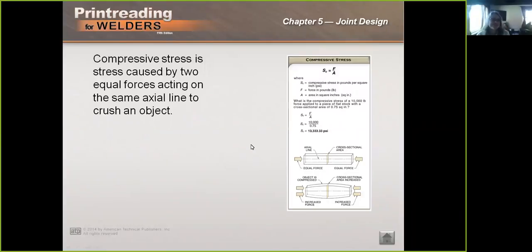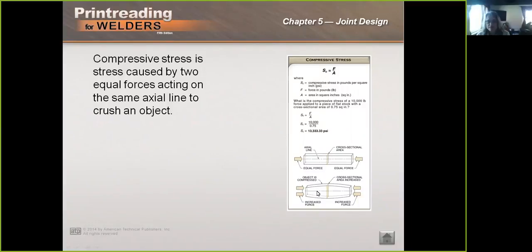And so now let's talk about compressive stress. Compressive stress works exactly the same way, except that instead of pulling, we are pushing. So your compressive stress is your force divided by your area. That is, your force is equal on both ends.